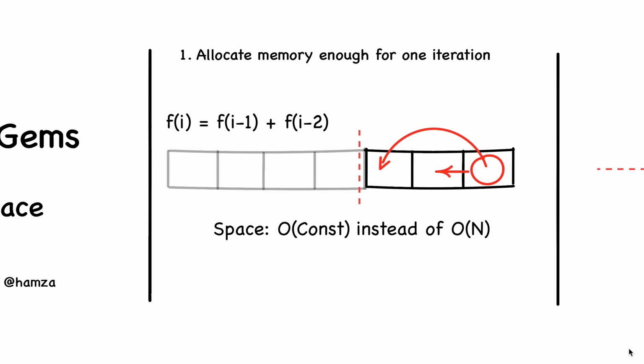So, a much more efficient strategy is to allocate memory only enough for one iteration, in our case here just 2 units for the last two Fibonacci values. Then we can recycle and reuse this allocated space in every iteration. This results in only a constant space complexity.